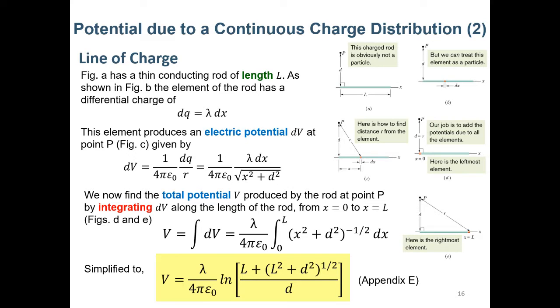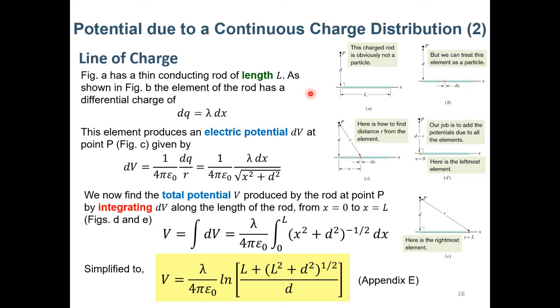So let's consider a practical example: potential due to continuous charge distribution. Here we have a charged rod. Figure A has a thin conducting rod of length L, as shown in figure B. The element of the rod has a differential charge dq, and dq equals lambda dx.